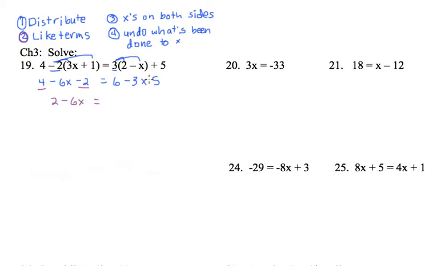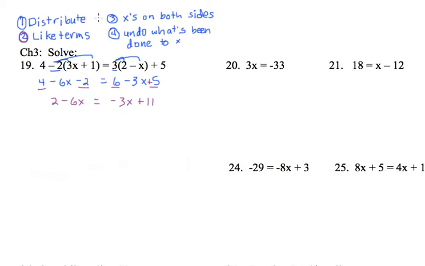And then, oops, I forgot my plus here. And then here I'll have negative 3x, and then I've got a plus 6 and a plus 5 that are like terms, so those can be combined together to have an 11. So now you see I've got 2 terms on both sides, a constant term and a variable term.